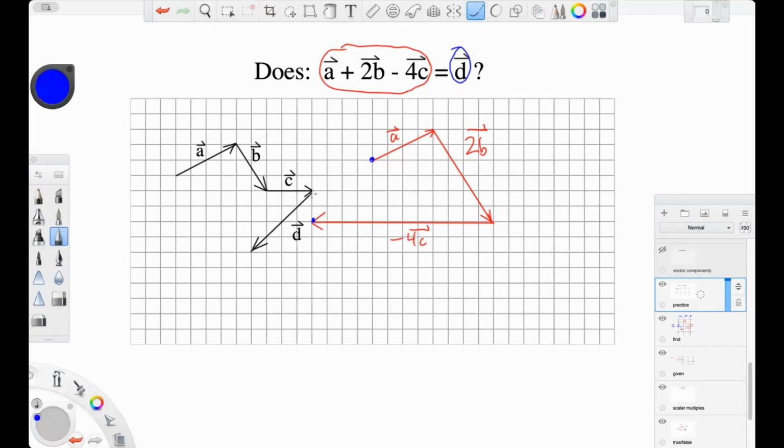Well, let's see. So vector d goes down 1, 2, 3, 4, and to the left 1, 2, 3, 4. So let me go ahead and sketch that vector over here from this initial point, down 1, 2, 3, 4, left 1, 2, 3, 4, and it lines up. So yes, this is an equivalent statement. So vectors a plus 2b minus 4c are equivalent to vector d. And that's how we can do that.